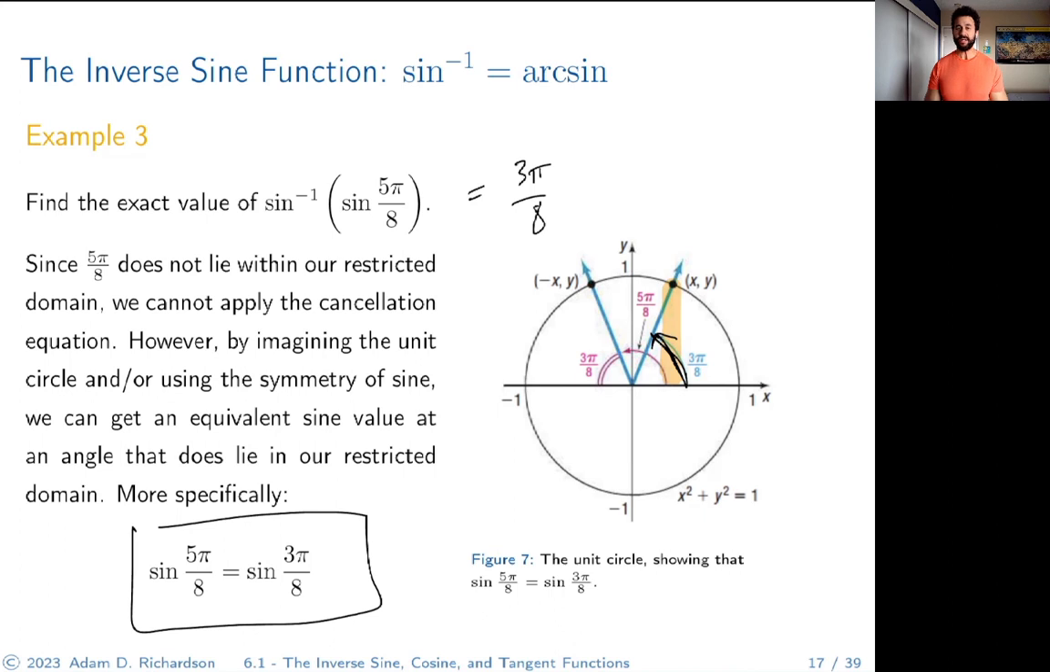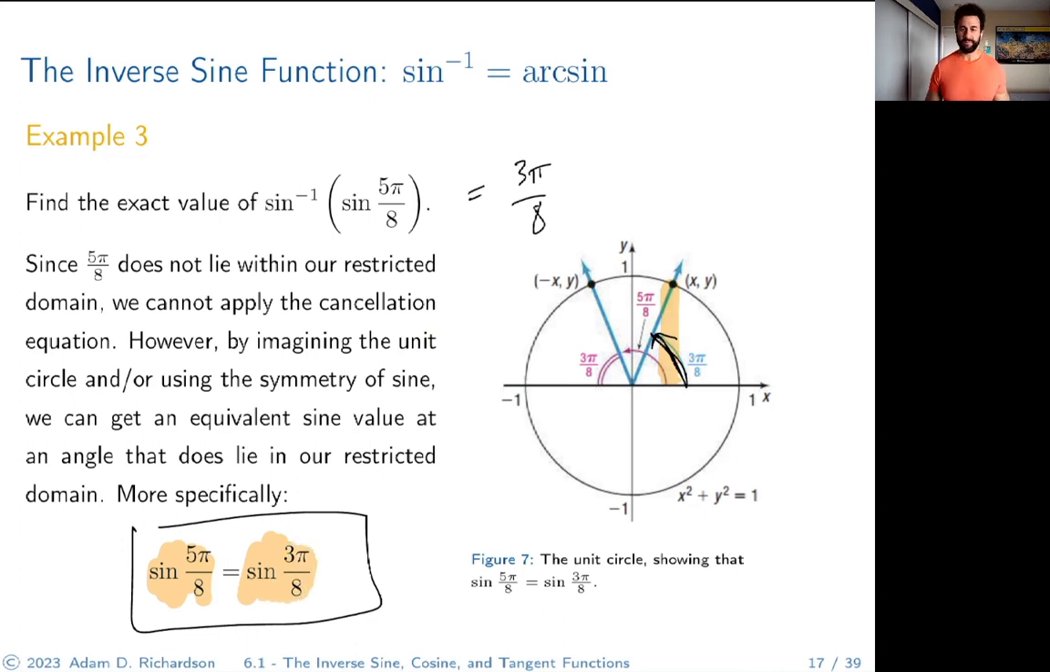So it's a little bit funky at first to try to get used to what's going on here. And the other thing I want to point out is I'm not saying that 5 pi over 8 is equal to 3 pi over 8. I'm not saying that those two angles are equal. What I'm saying is the vertical displacement for those two angles is the same. And vertical displacement is sine.